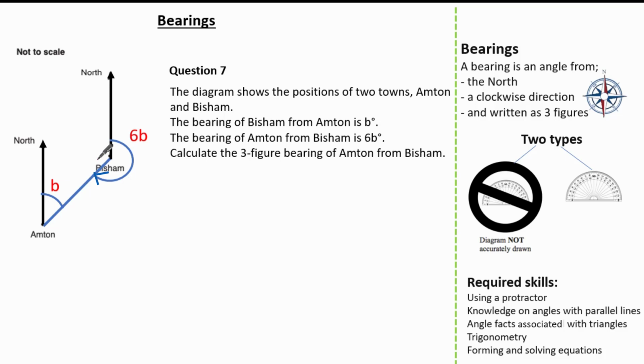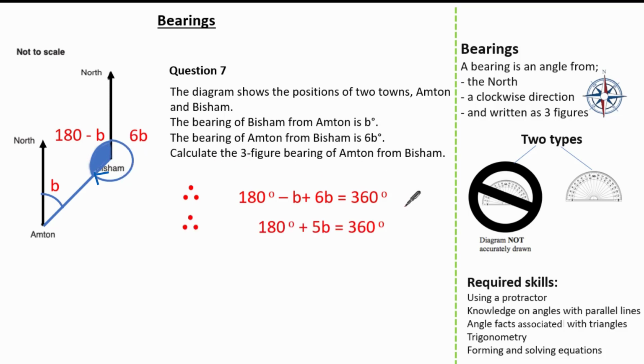Well, using our knowledge on co-interior angles, we know this angle here must be 180 subtract our b. From here, you can see we have angles around a point. So let's form an equation. 180 minus our b, add our 6b, must be 360 degrees. Simplifying our expression, we have 180 add 5b equals 360 degrees. Subtracting 180 from both sides gives us 5b is 180 degrees, so therefore b is 36 degrees.